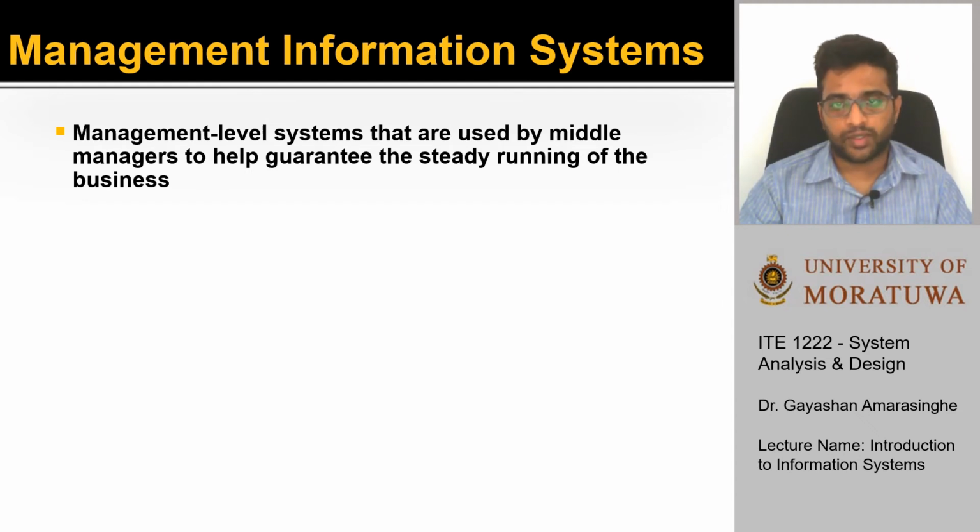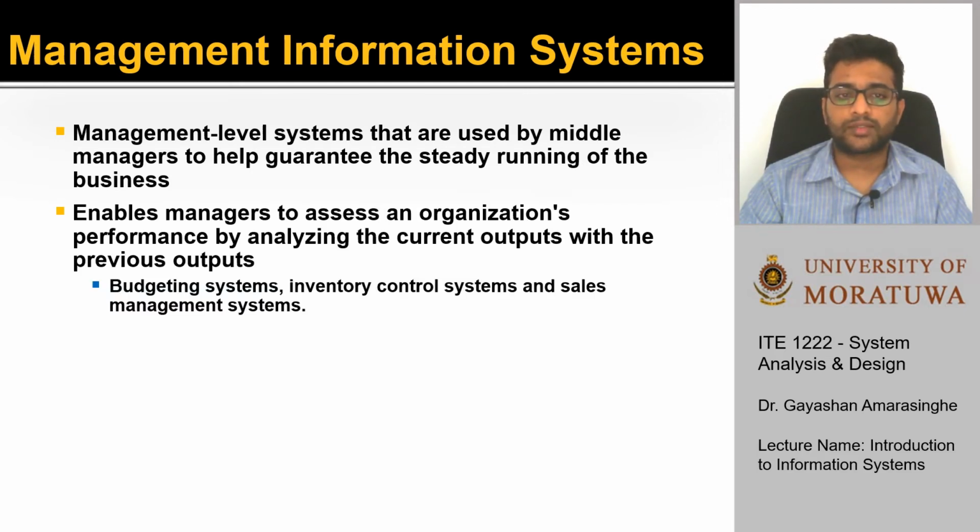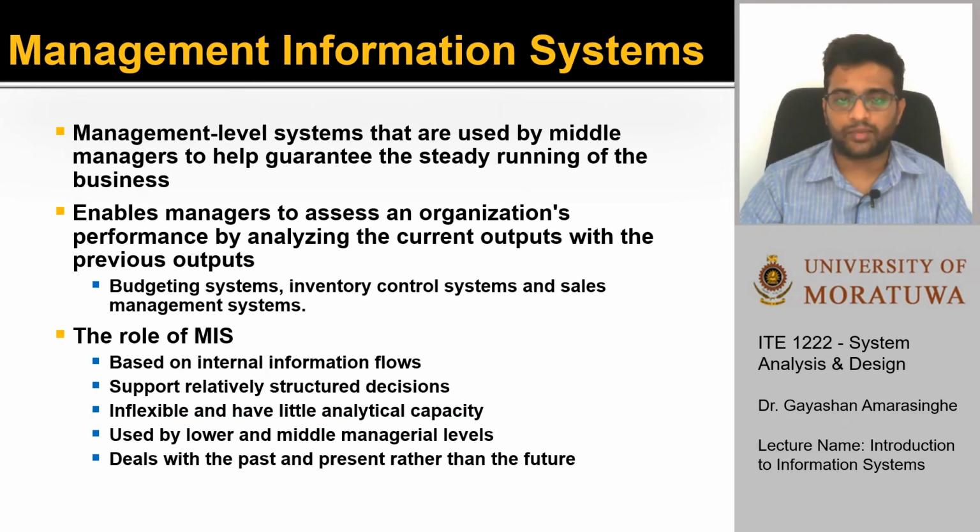Typically, management information systems are built on the data provided by transaction processing systems. Some examples of management information systems include budgeting systems, inventory control systems, and sales management systems. So what are the roles of management information systems? These systems are generally based on internal information flows. Unlike transaction processing systems that can cross the external boundaries, the management information systems are designed for internal information flows, and most of this internal information is flowing from the transaction processing systems.